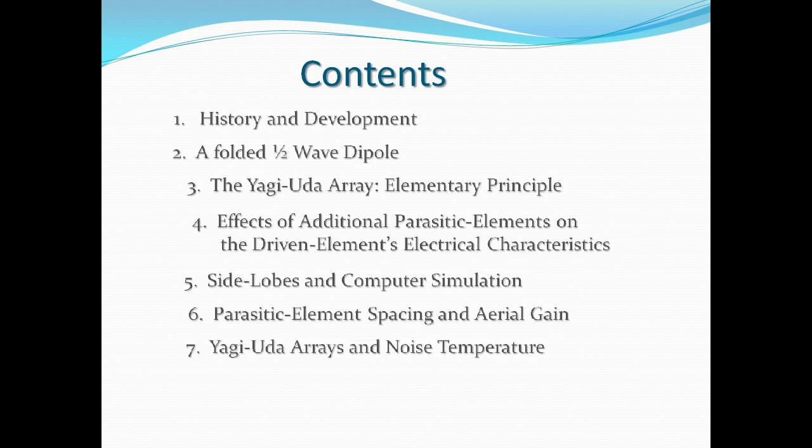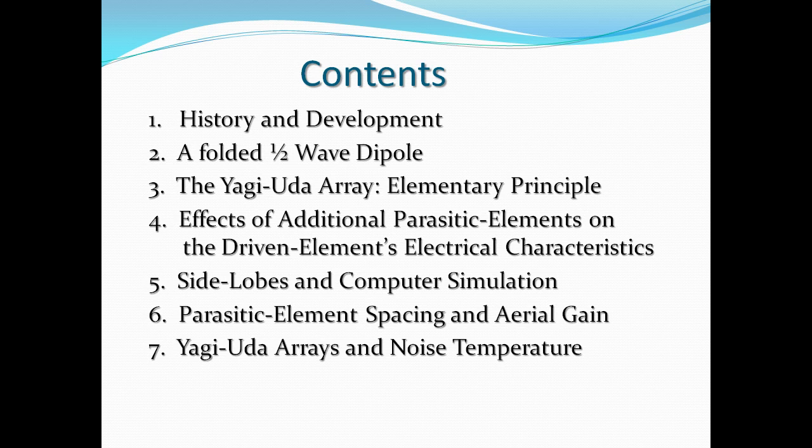Contents: Number 1. History and Development. Number 2. A folded half-wave dipole. Number 3. The Yagi-Uda Array Elementary Principle. Number 4. Effects of additional parasitic elements on the driven element's electrical characteristics. Number 5. Side lobes and computer simulation. Number 6. Parasitic element spacing and aerial gain. Number 7. Yagi-Uda arrays and noise temperature. Contents continued on next slide.